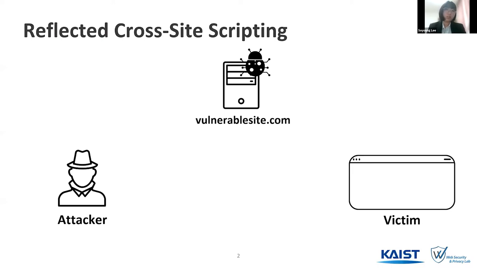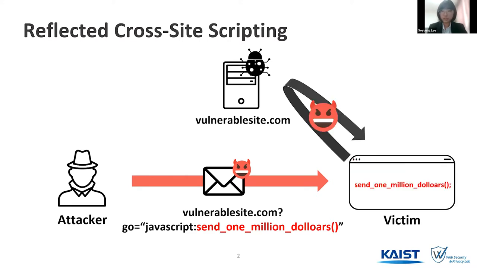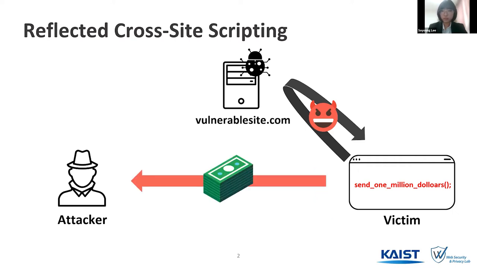In this work, we targeted reflective cross-site scripting, and let me explain a bit of background information. In this scenario, the attacker exploits the cross-site scripting vulnerability to conduct JavaScript code injection. Assume that there is one vulnerable website and the attacker tricks a victim to click a malicious URL. Now, the send $1 million function is reflected in the response for this request. The attacker is able to execute this injection code on behalf of the victim and cash a profit.